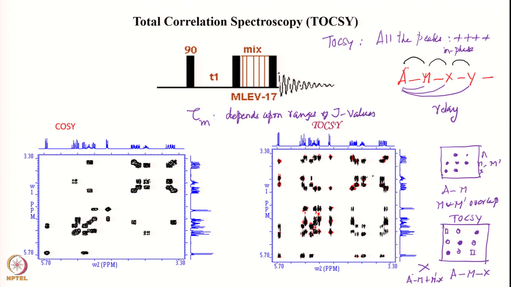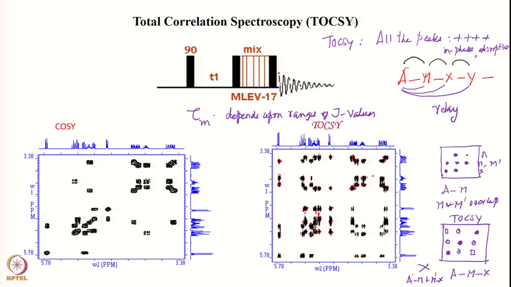So, what are the important messages to take here? In the TOCSY spectrum, there is the relay of information through the coupled network. All the cross peaks have in phase character and all of them are absorptive in nature, okay, all of them in phase absorptive. Therefore, there is no dispersive character at all.